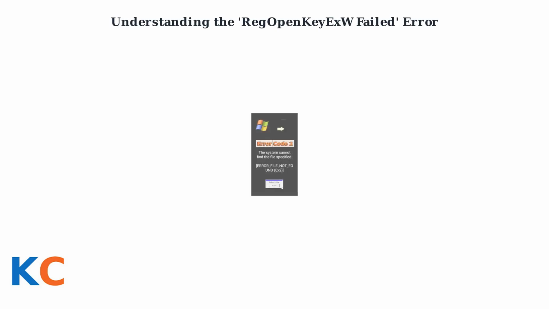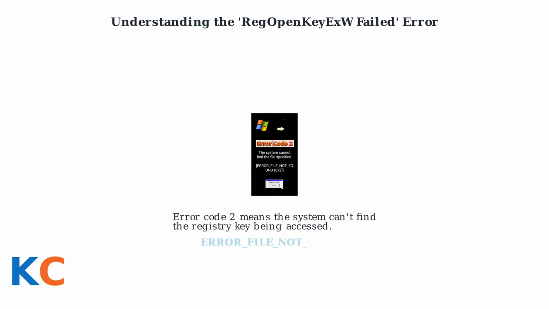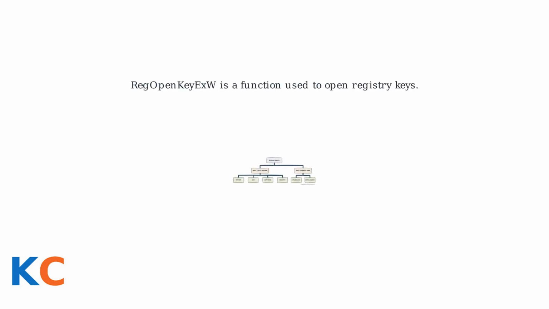The RegOpenKeyExW failed error, specifically error code 2, means your Windows system can't find the registry key an application or process is trying to access. RegOpenKeyExW is a function used to open registry keys, and error 2, or error file not found, indicates the specified key doesn't exist or is inaccessible.